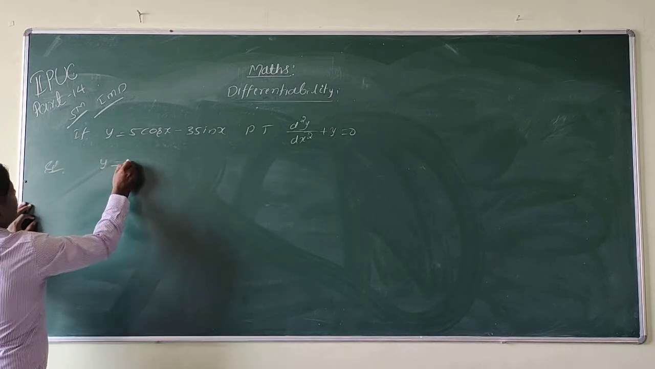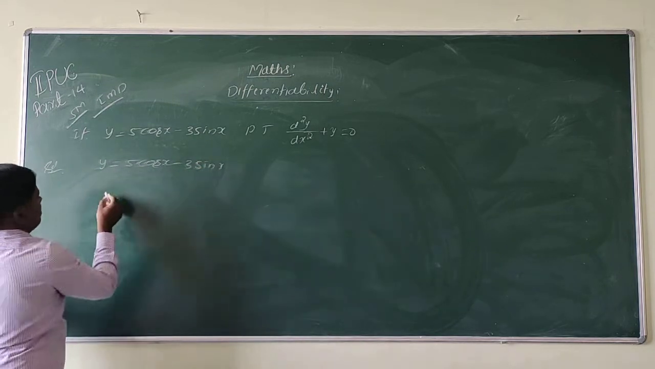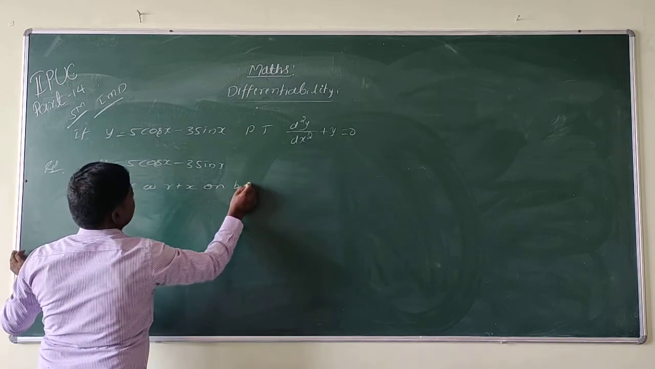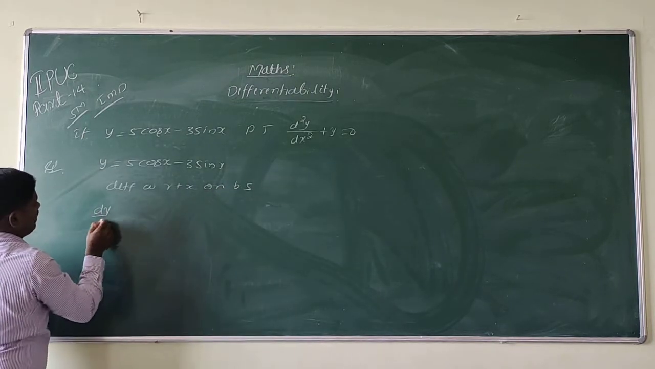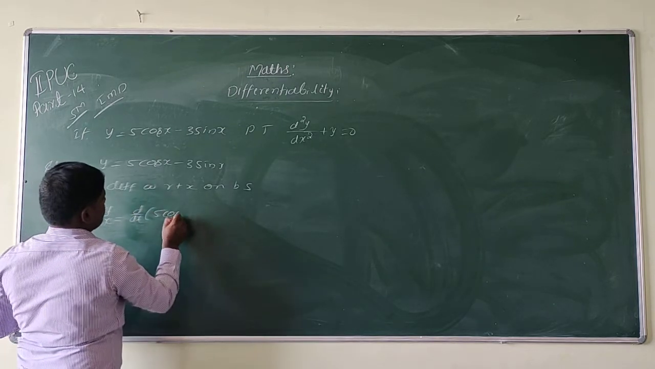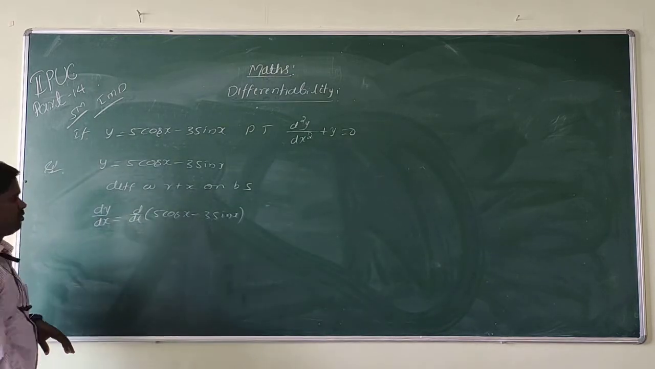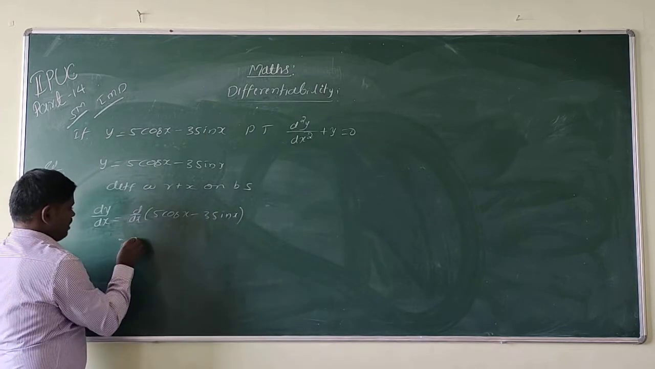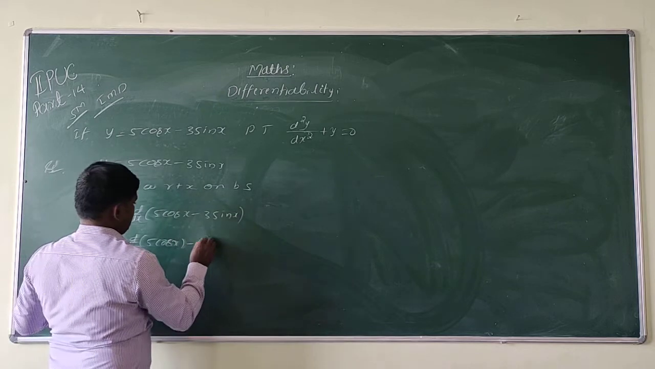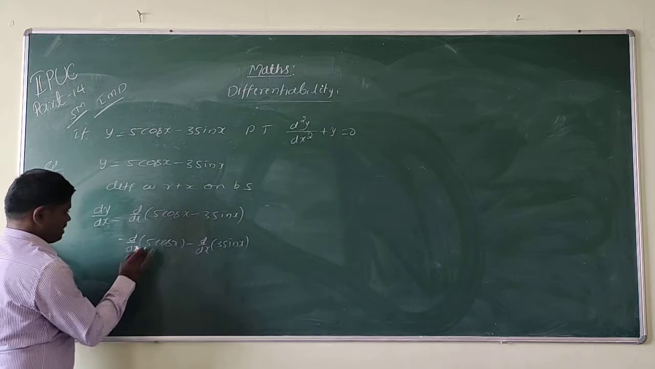So y is equal to 5 cos x minus 3 sin x. Okay. So differentiate with respect to x on both sides. So then we get dy by dx is equal to d by dx of 5 cos x minus 3 sin x. By the algebra of derivatives, we are going to differentiate the terms separately. That is, d by dx of 5 into cos x minus d by dx of 3 into sin x. Okay. So the 5 here is a constant.